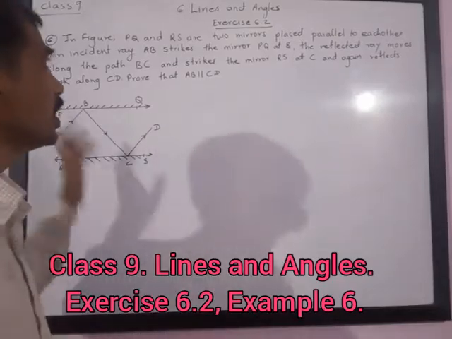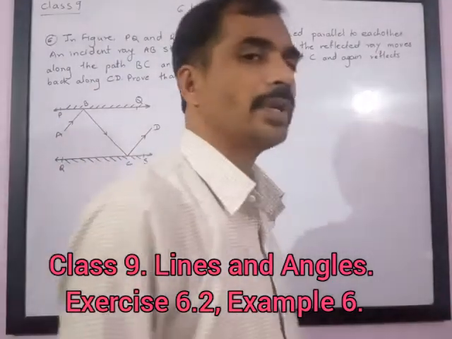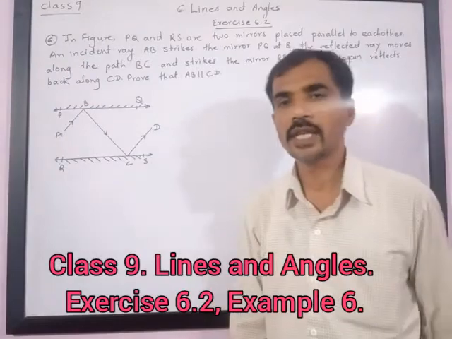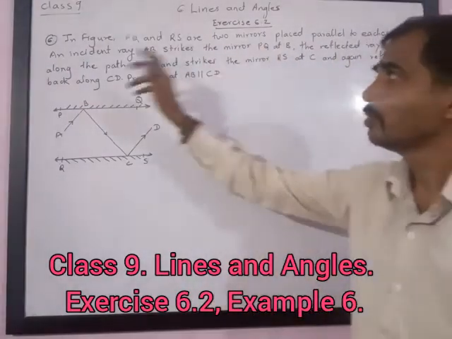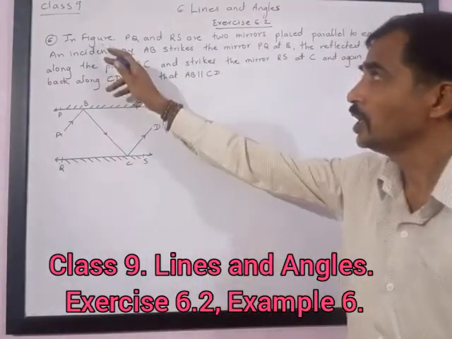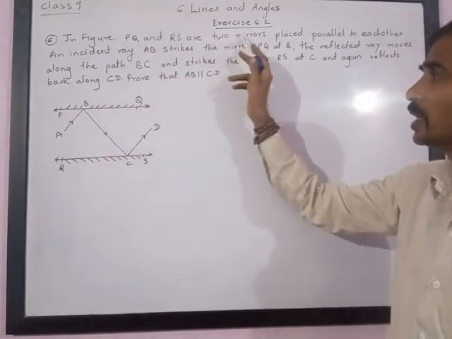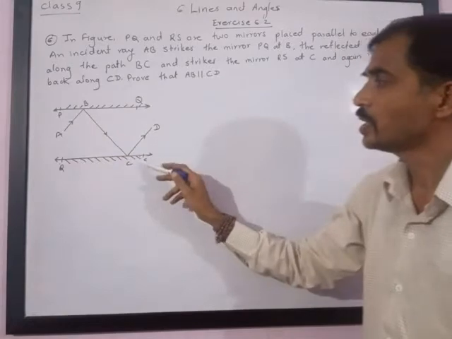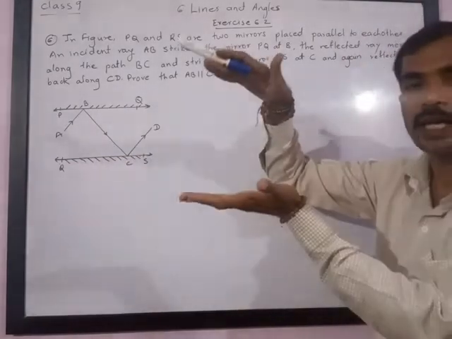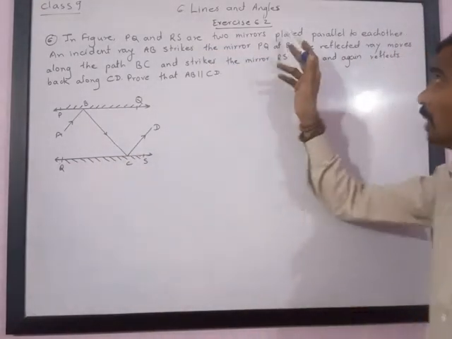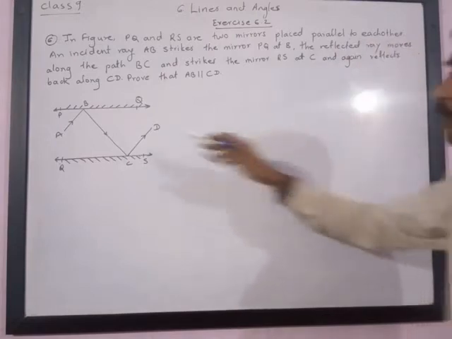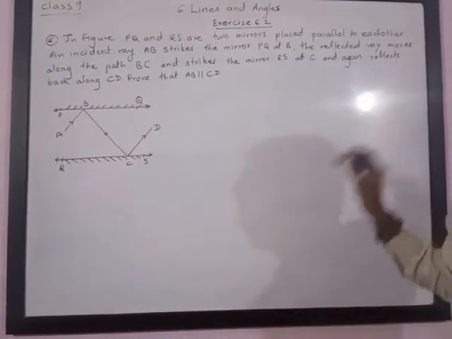Dear friends, in class 9, in 6th chapter Lines and Angles, we are solving exercise 6.2 and we have the 6th question. In the figure given to us, PQ and RS are two mirrors. These two mirrors are placed exactly opposite to each other, parallel to each other.